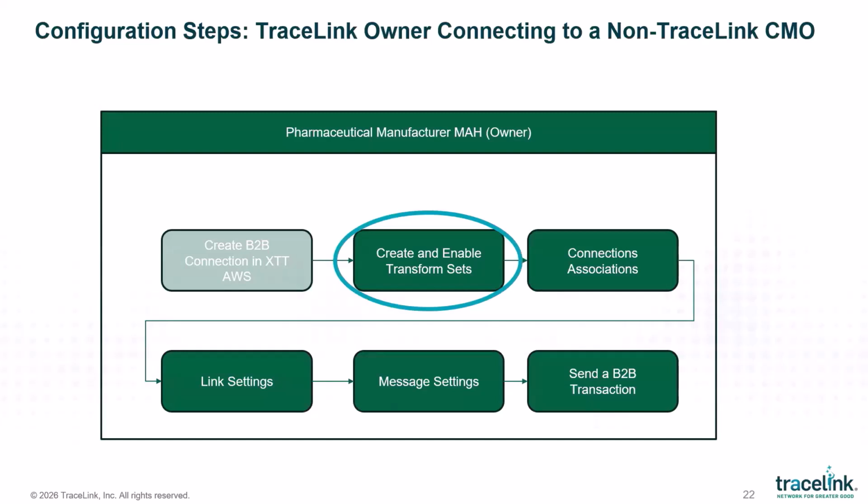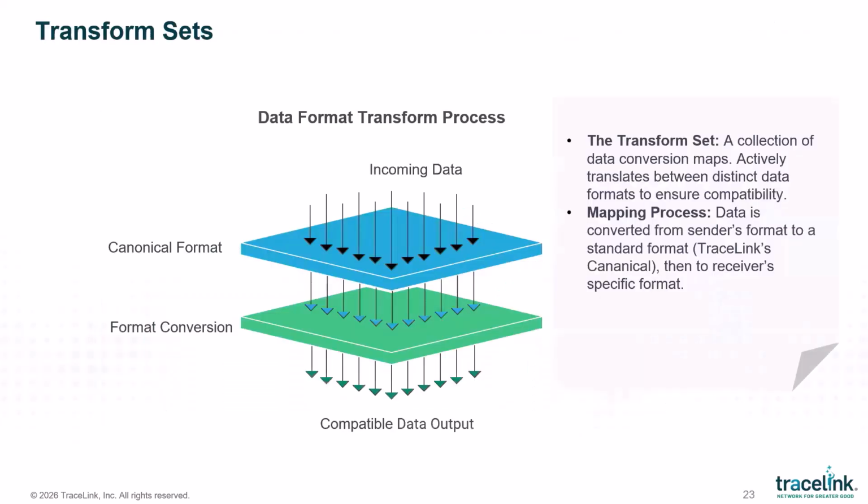Now on to creating and enabling transform sets. Different companies often use different data formats and standards. The transform set acts as a translator, converting data from one format to another, so that both the sending and receiving systems can understand and use the information without compatibility issues. The transform set changes the format of the incoming file to a standard format, i.e. TraceLink's canonical, that TraceLink uses. Then, before sending it out, it can convert the file again into the specific format the receiving system needs.